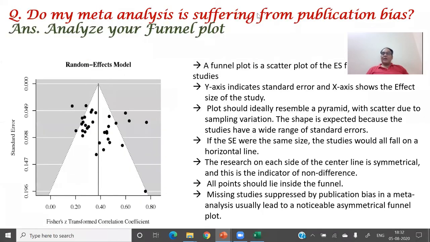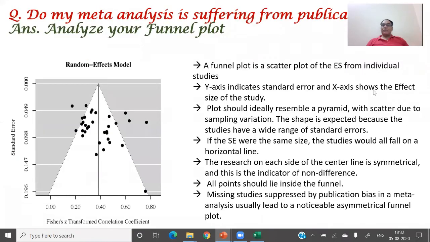So after understanding the concept of the funnel, now what are we going to understand? A funnel plot is nothing but a scatter plot of the effect size from the individual studies. Here the y-axis is the standard error, which directly or indirectly is sample size, because if you understand with respect to sample size, the understanding will be very high. So the y-axis indicates the standard error, and the x-axis indicates the effect size of the study. The plot should ideally resemble a pyramid, with scatter due to sampling variation. The variation is high at the bottom and low at the top.